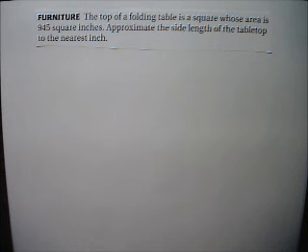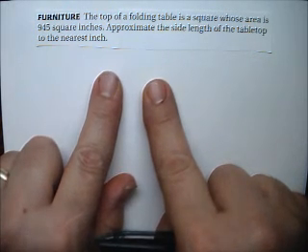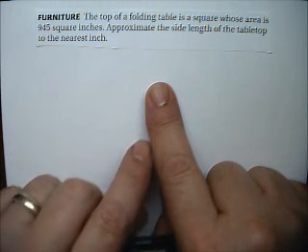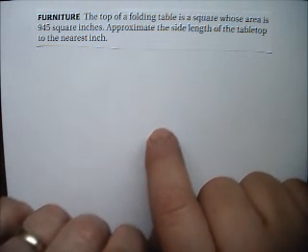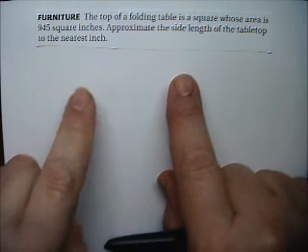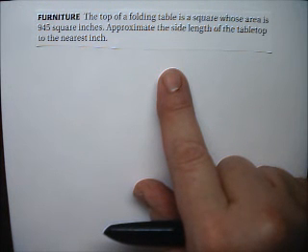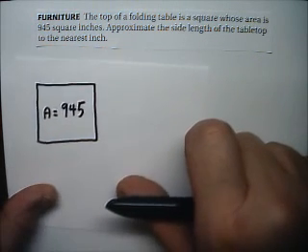Hello, this is Real Numbers, Square Roots, and Comparing Numbers, Example 2. It's a little story problem. It says the top of the folding table is a square, whose area is 945 square inches, and we have to approximate the side length of the tabletop to the nearest inch.